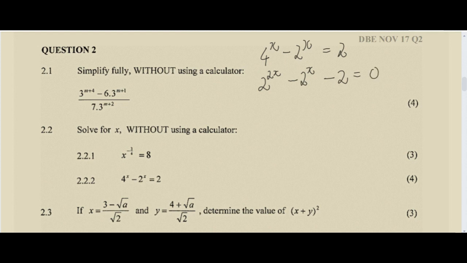Now at this point, we can use our K method to say we understand that 2 to the exponent of 2x is the same as 2 to the exponent of x multiplied by 2 to the exponent of x.